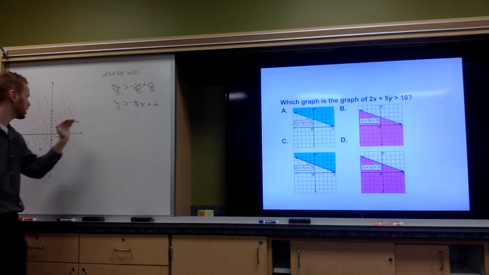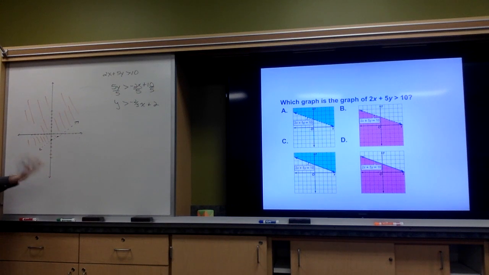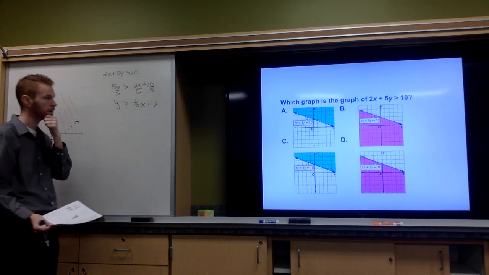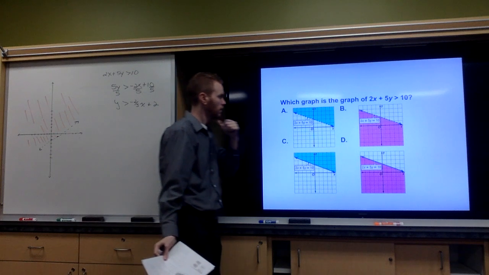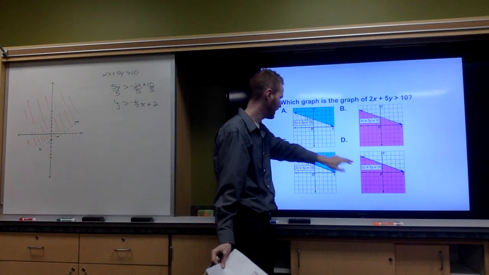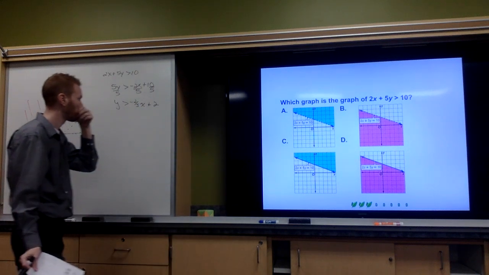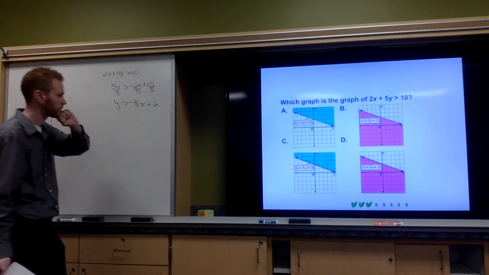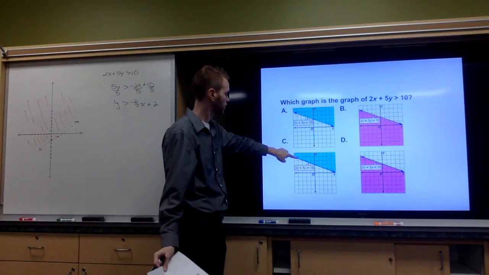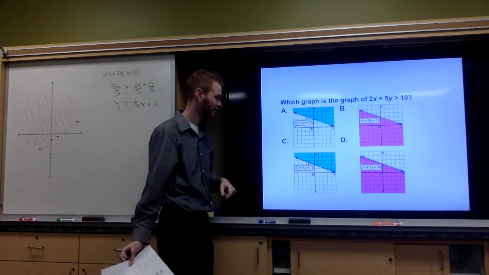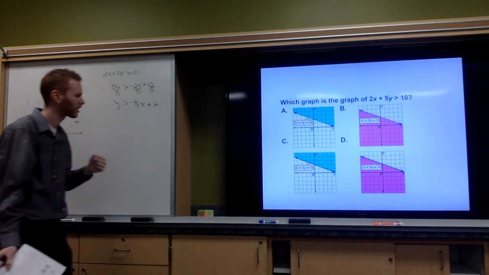So are we going to shade above or below the line? Above. Okay, so that's one thing we want to keep track of. So B's not a good one, and D's not a good one. So we're down to these two, right? These two graphs shade above. My slope's negative. Okay, well, they're both negative. Darn, I was hoping that would work.